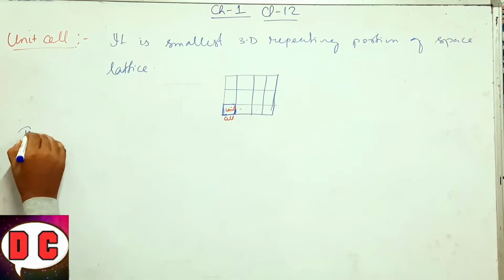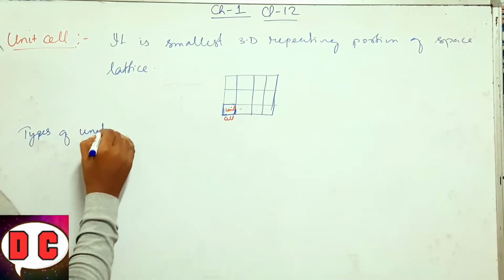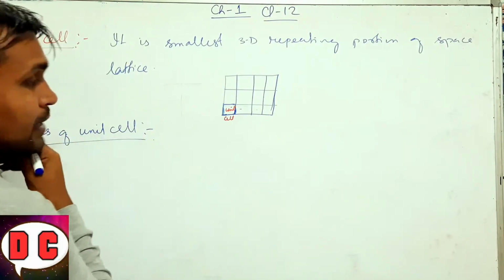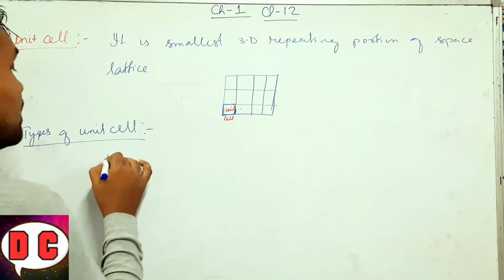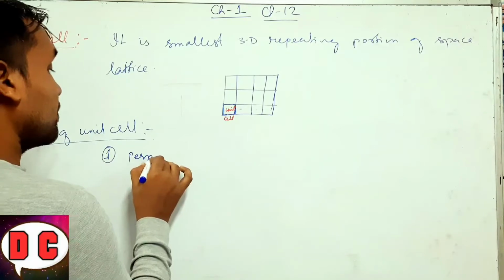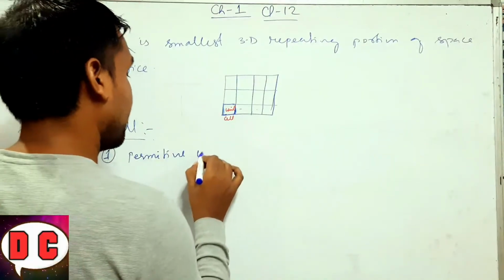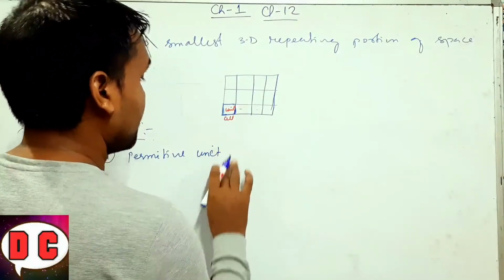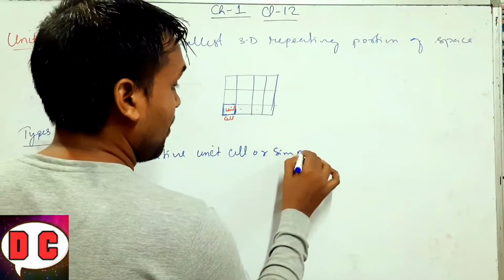Okay, so types of unit cell. Basically there are different types of unit cells. The first type of unit cell is primitive. We call it a primitive unit cell, or another name is simple unit cell.